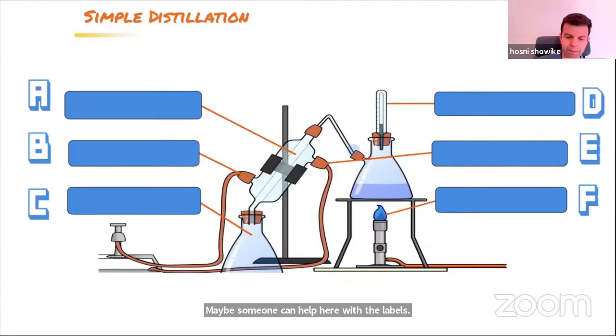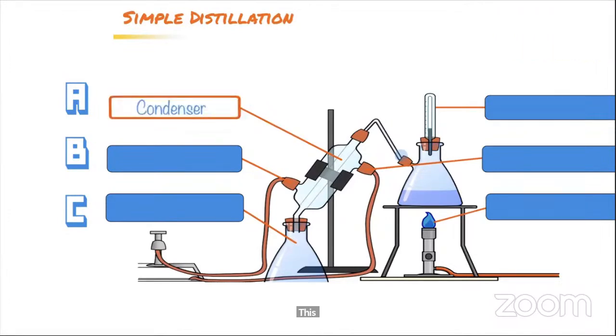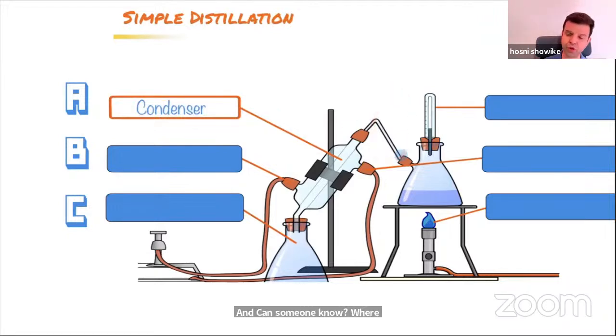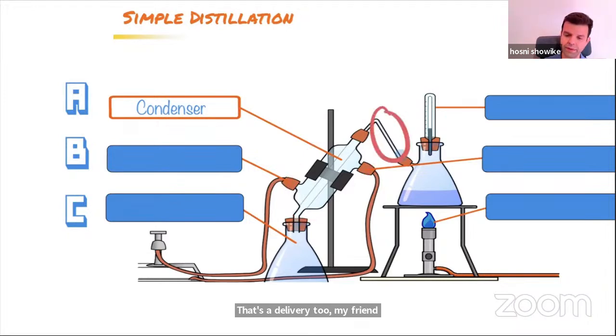Hala, do you know what I'm calling A? As the delivery tube? Yeah. I'm trying to name the whole thing. That's the condenser? Isn't the condenser the one above the tube? That's a delivery tube, my friend. That's a delivery tube, but the whole thing here is a condenser, right? Got it? So that's a delivery tube here. Got it?